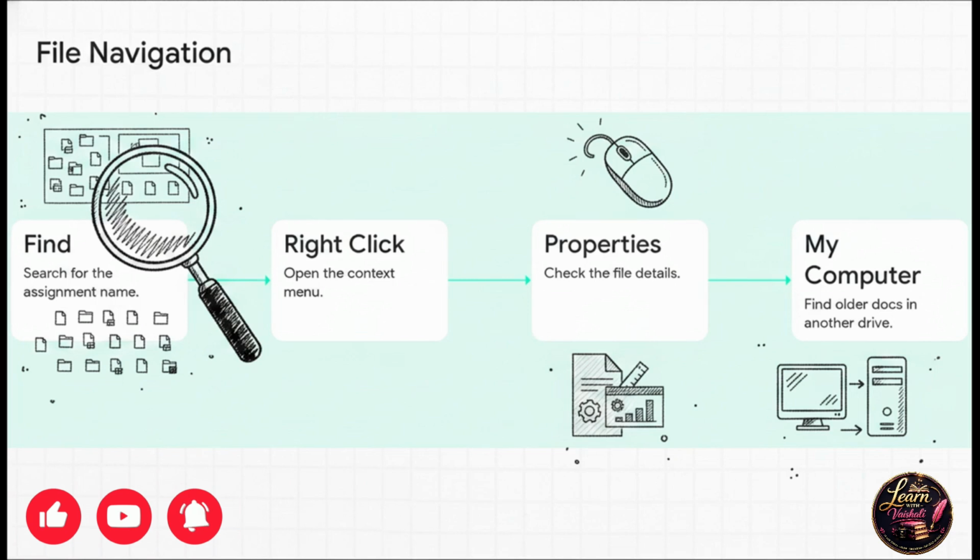Step 2. You right-click that file to pop open your context menu. Step 3. You select Properties from that menu to check the file details. Maybe you just need to quickly verify the file size isn't too large to attach to an email to your professor. And finally, Step 4. Let's say you suddenly realize you need to reference an older, related document that's stored on a completely different drive. You just open up My Computer, navigate straight through the required drive, and find exactly what you need. See how that works? All these different individual features seamlessly link together to make your workflow completely effortless.